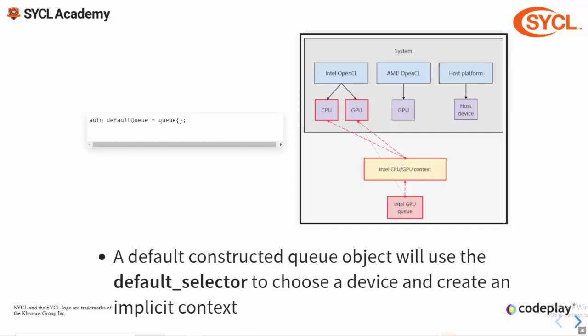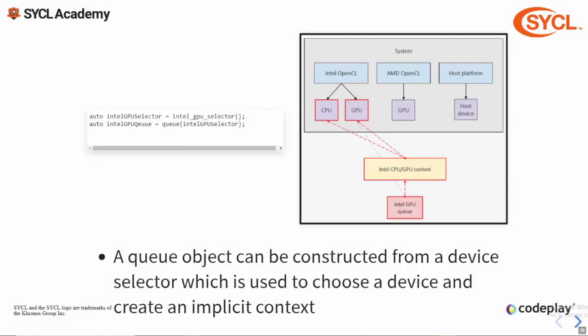So in this example, if we assume that the default selector chooses the Intel GPU device, then we will create a queue for the Intel OpenCL GPU which has an implicit context which is associated with that device and the Intel OpenCL CPU as well. Next, as we've seen in earlier examples, you can construct a queue from a device selector. This will create a queue which is associated with a device that is chosen by that device selector and implicitly create a context, just as before. So in this example, we end up with the same result, but here we explicitly request an Intel GPU.